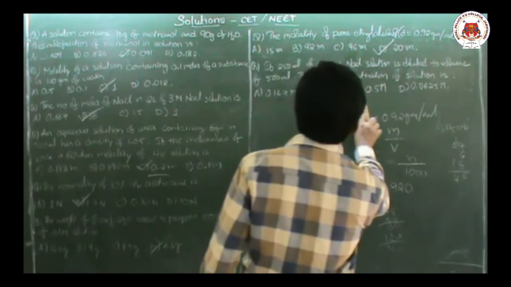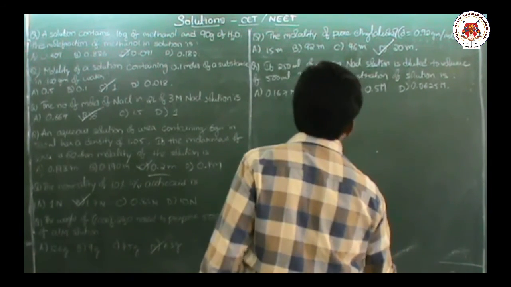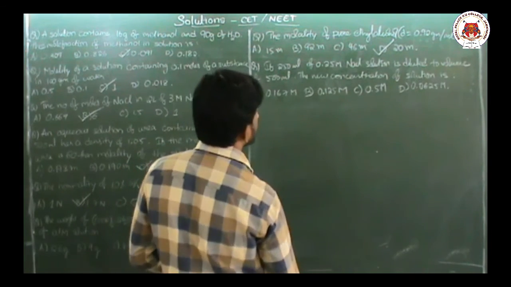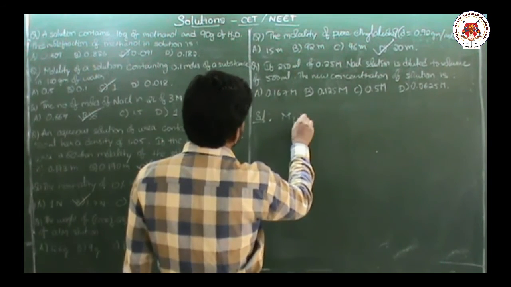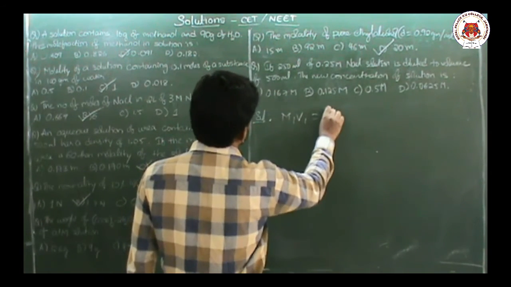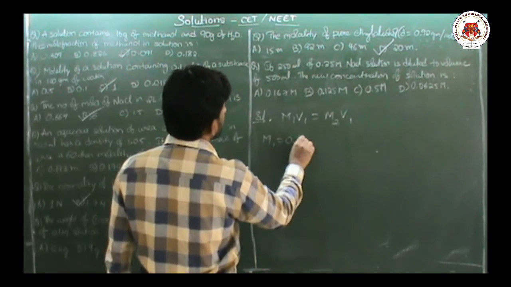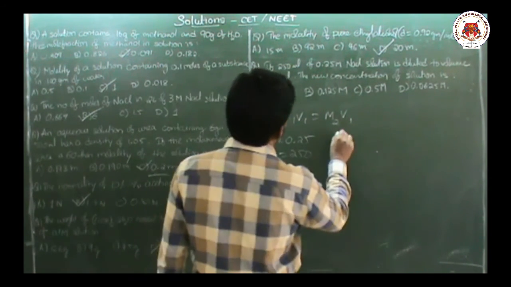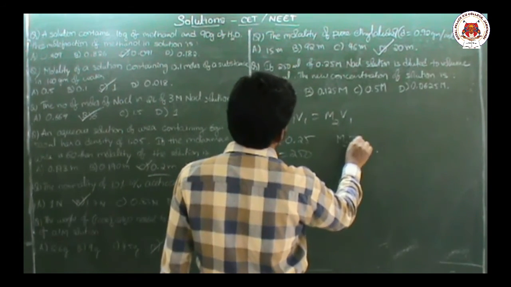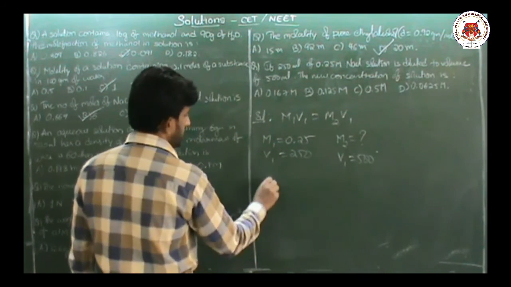Next question. If 250 ml of 0.5 molar NaCl is diluted to a volume of 500 ml, what is the concentration of the given solution? Now for dilution we can write M1V1 is equal to M2V2. Let us assume M1 is 0.25, V1 is 250 ml. Okay. M2 we are finding out. V1 is diluted to 500 ml, so V2 is 500.